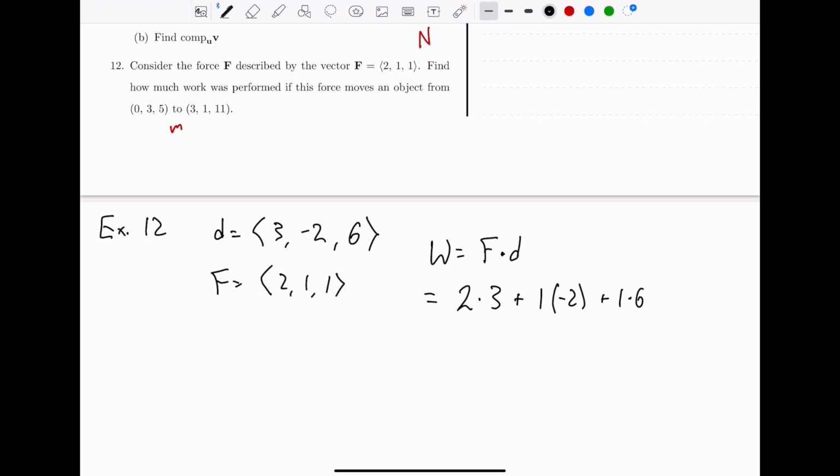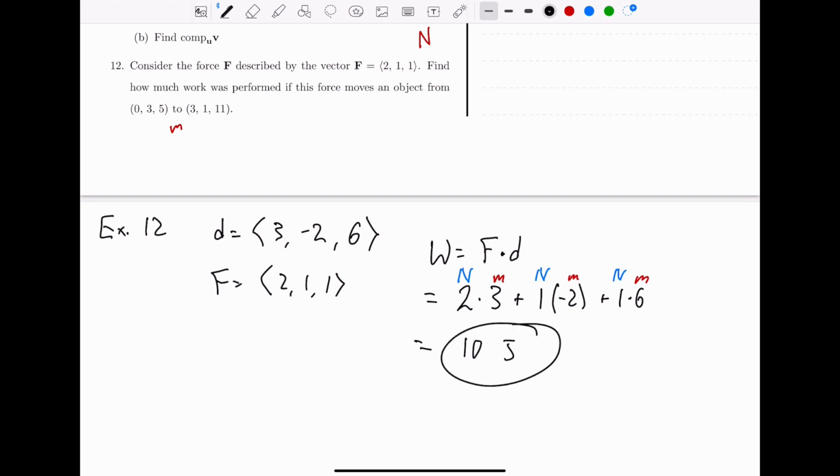Let's think about units here. Displacement is being measured in meters, so the 3, the negative 2, the 6, those are units of meters. The force is measured in newtons, so 2, 1, 1, those components of the force are measured in newtons. In each one of these terms, we have newtons times meters. Newtons times meters is joules, the expected units for work. So to simplify, we have 6 minus 2 plus 6. The answer is 10 joules.